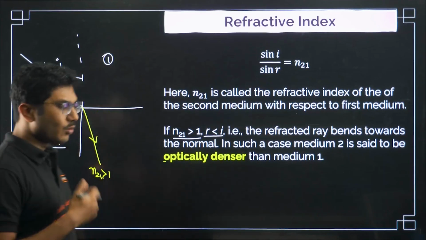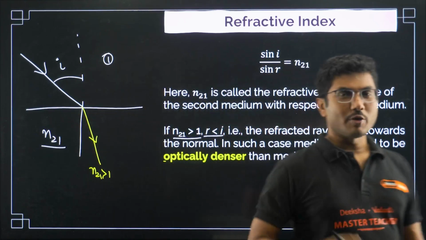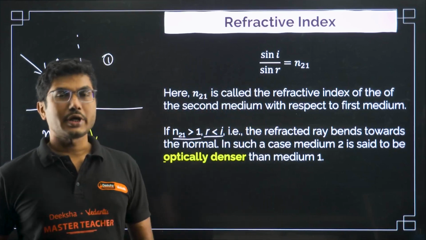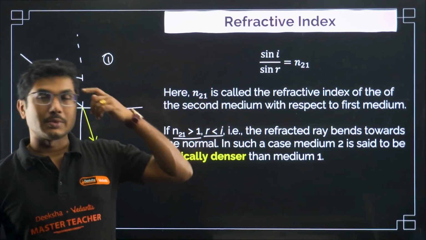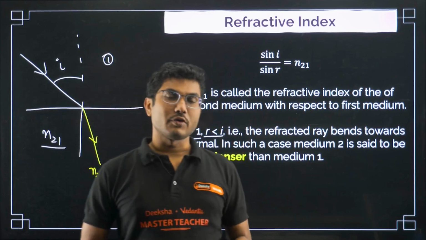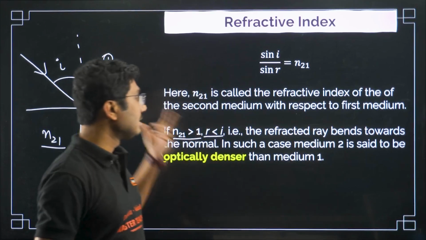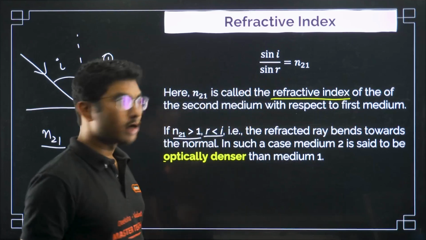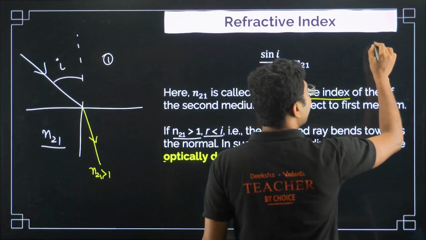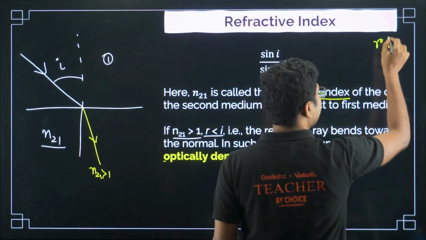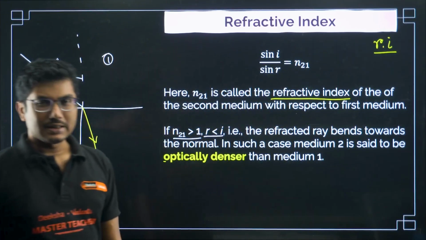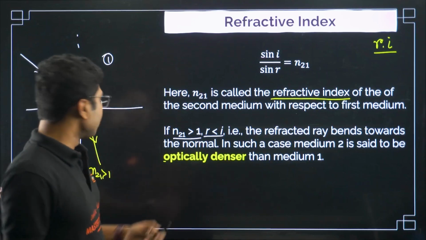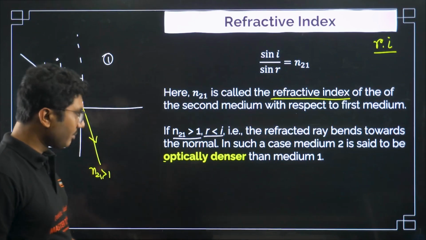For example, water and air. When light enters from air to water, the light bends towards the normal and the refractive index of water is more. This is called refractive index. Sometimes in short we will also say refractive index as R.I. R.I. is nothing but refractive index, a short form acronym, right? So this is called an optically denser medium.